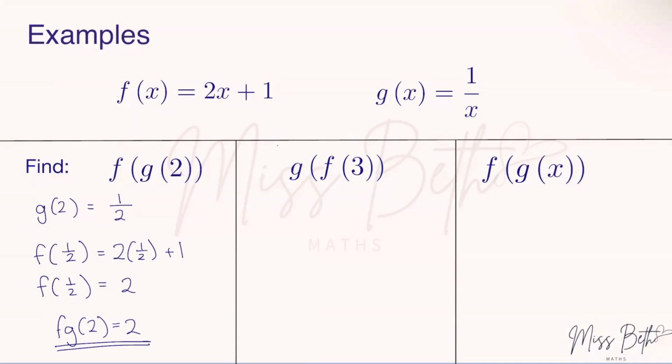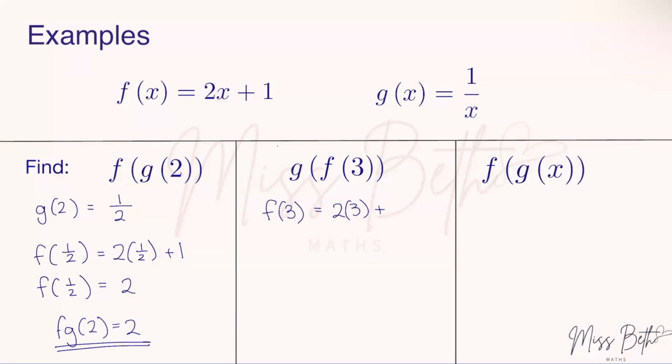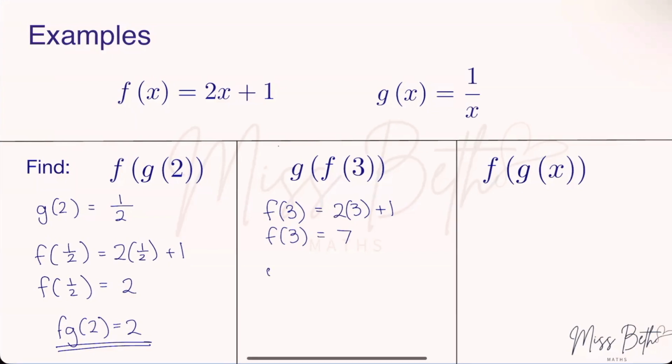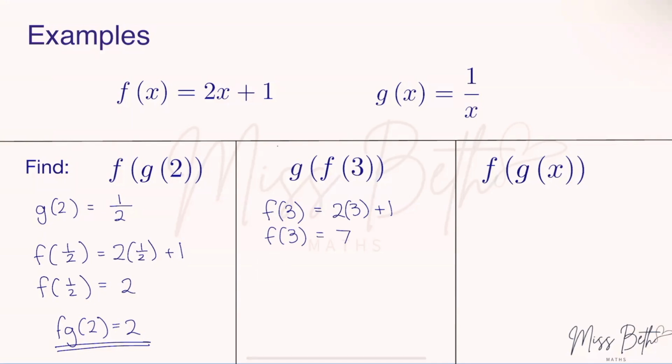Okay, on to the next example. Here we have g of f of 3. This time it's switched and I need to find f of 3 first. So f of 3 would be equal to 2 lots of 3 plus 1, so f of 3 would be equal to 7. This output of 7 then becomes the input for g, so we need to work out g of 7, which is going to be equal to 1 over 7. As a final line, I can write g of f of 3 is equal to 1 over 7.